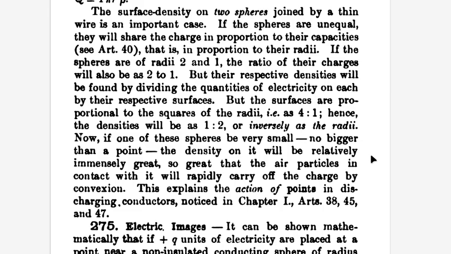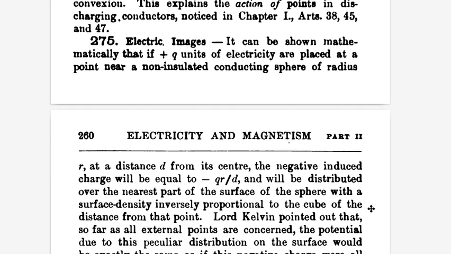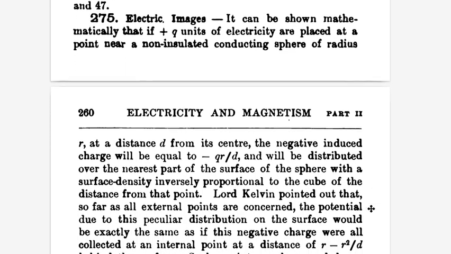Now, if one of these spheres be very small, no bigger than a point, the density on it will be relatively immensely great. So great that the air particles in contact with it will rapidly carry off the charge by convection. This explains the action of points in discharging conductors, noticed in Chapter 1, Articles 38, 45, and 47.